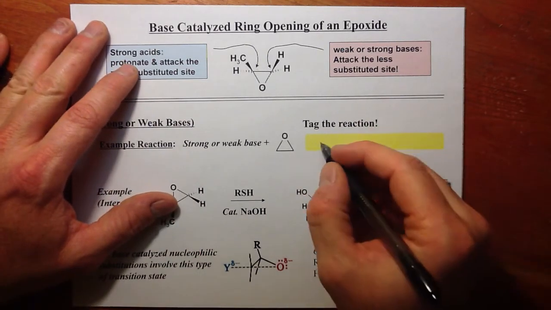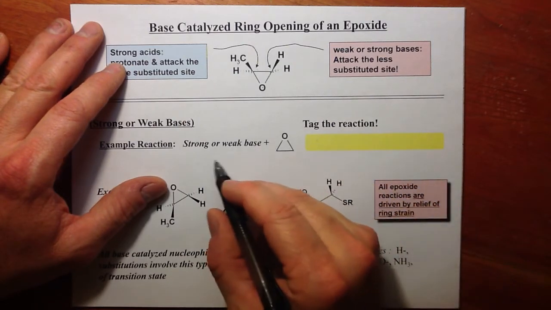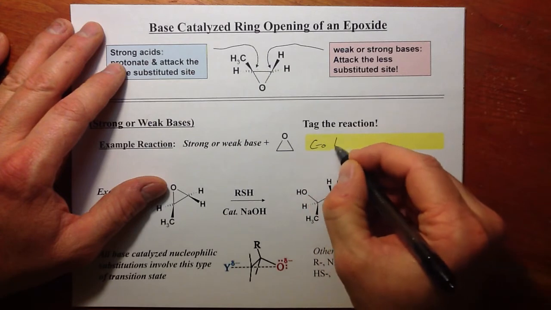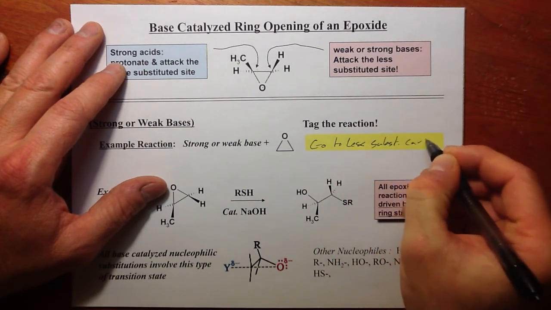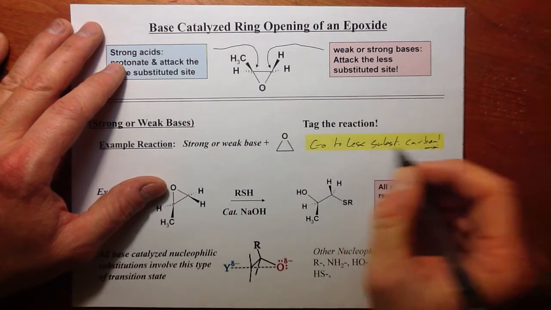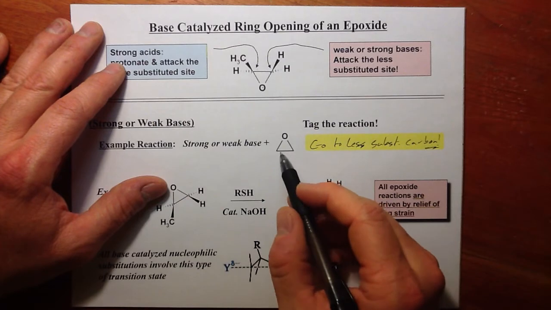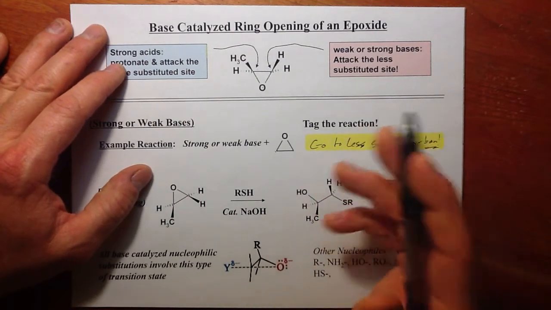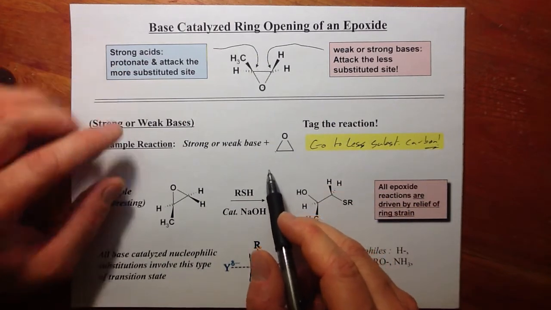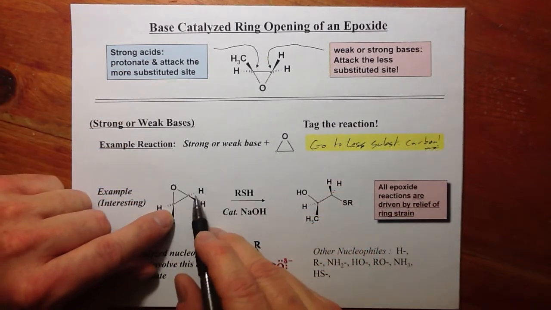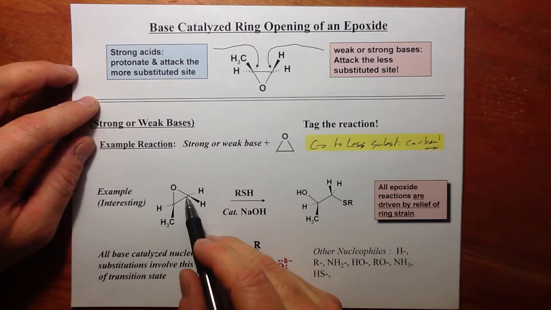So we'd say, in this case, if we have an epoxide and a strong or weak base, go to the less substituted carbon. You want to make sure you give yourself a direction that you're going in before you start drawing product, and it comes from a structural analysis. Now in this case, there's no difference, so attack either side, you're going to the same product. But for this one below, we don't have the symmetry. We have asymmetry. So this carbon's more substituted, this one's less substituted.